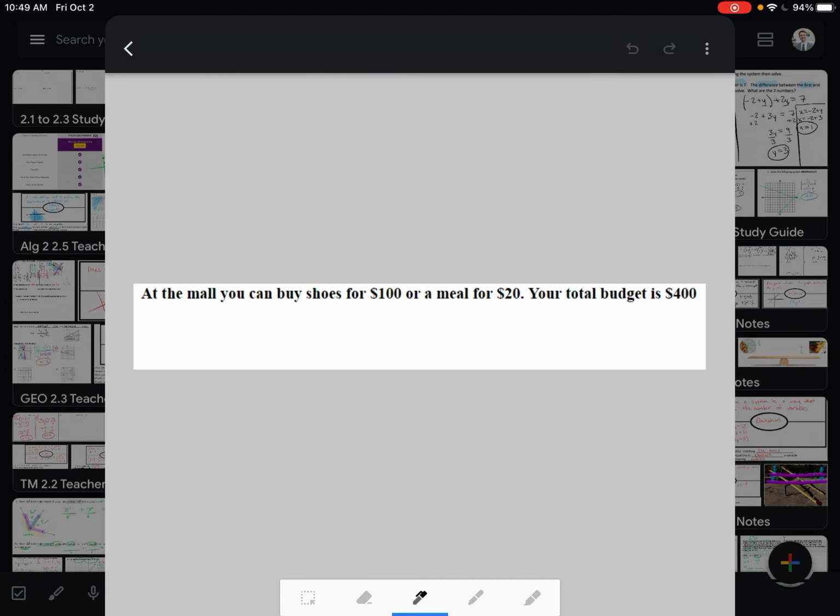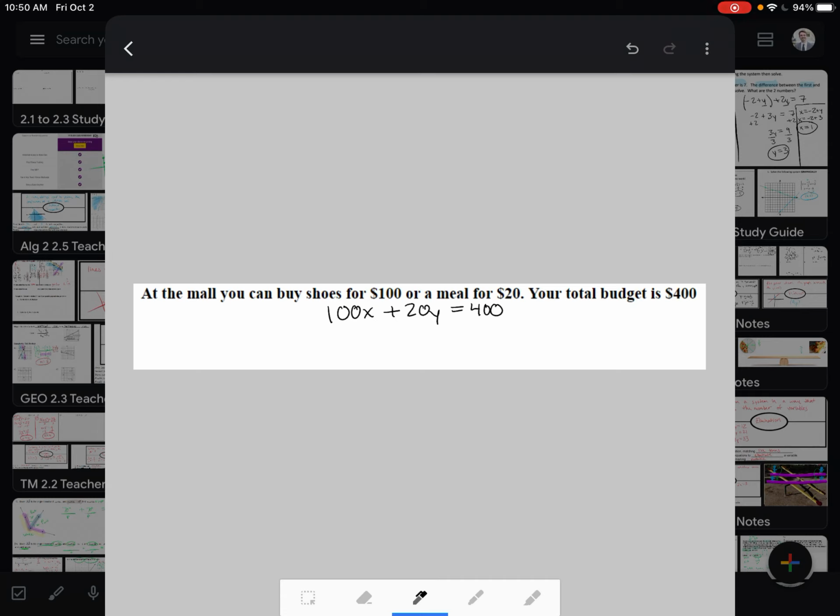Below, you're going to see an example of something you might find yourself in if you have a budget for spending and you have to buy multiple items. The multiple items here are shoes and food, and our budget is $400. You don't know how many shoes you buy, you don't know how many meals you buy, so they're two different variables. That's our multivariable equation.